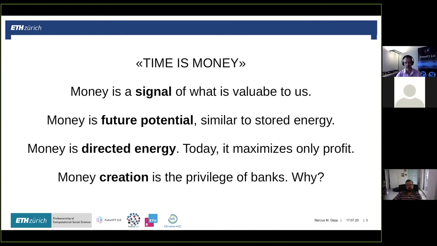And I say only profit because if you look outside in the world and what's happening outside, maybe we should also start maximizing other things aside from profit. And finally, money creation is the privilege of banks, in other words, of few institutions with not so many people inside compared to the entire societies. And the question is also why.